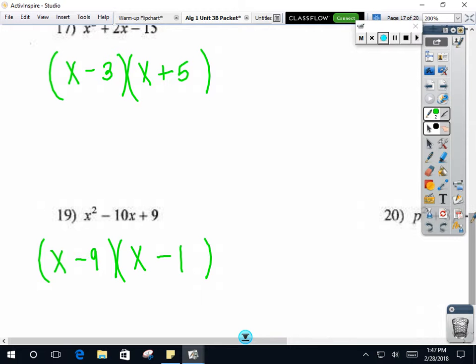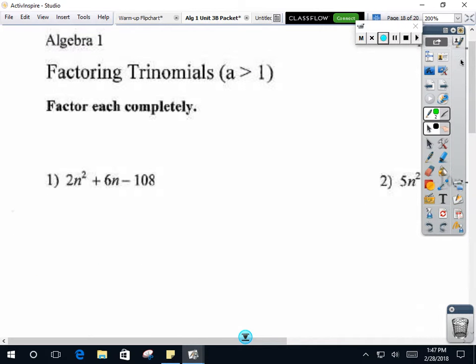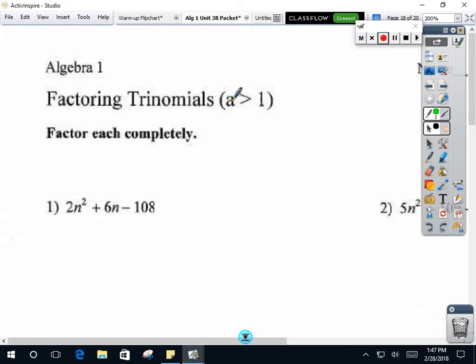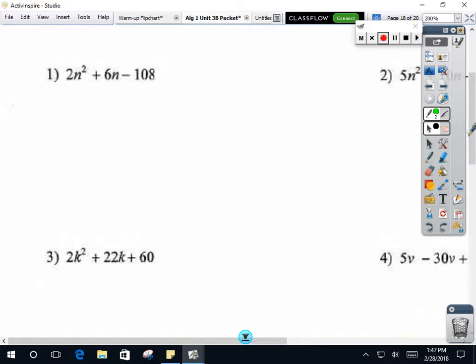Okay, now turn your papers or your packets to page 16. It depends on how much of 16 we get through. Now, you noticed on the previous pages how every single A value was a 1, right? Every single A value was 1. Well, now on this page, the A values are greater than 1. Like, what's the A value in number 1? 2. So today, we're going to combine what we learned yesterday.